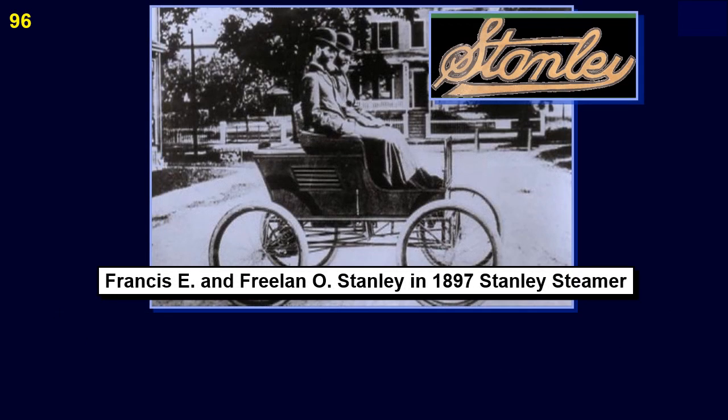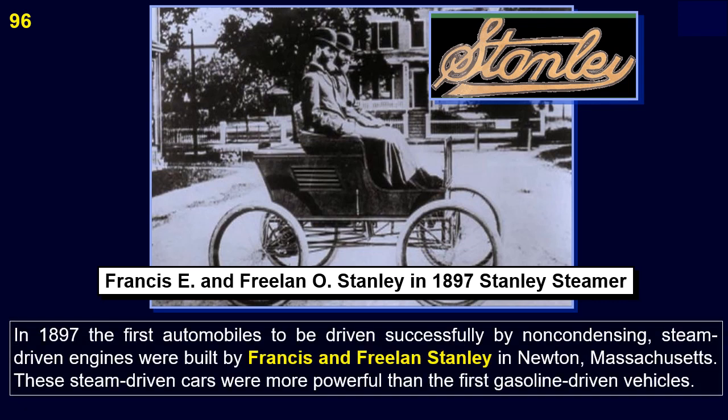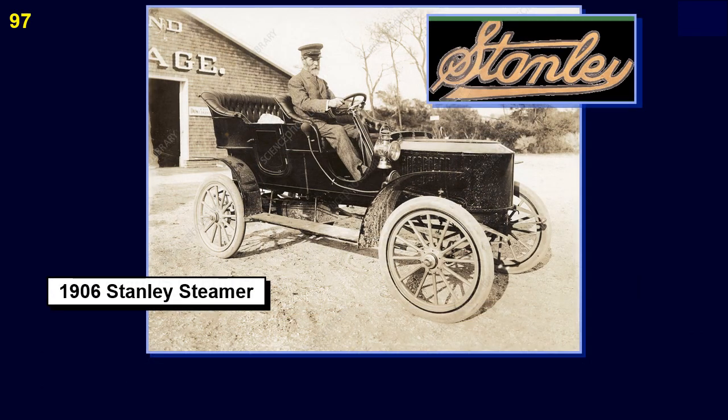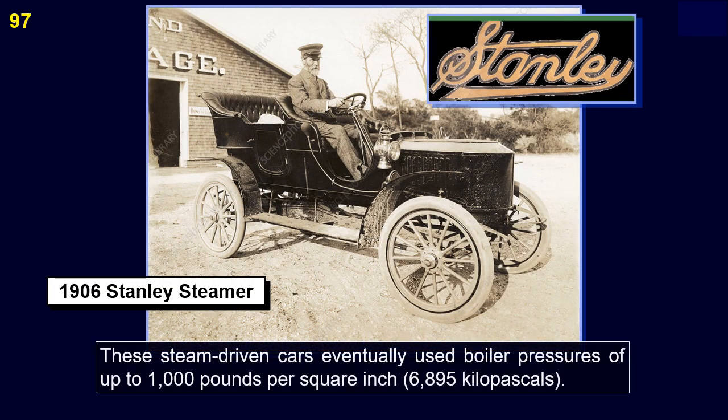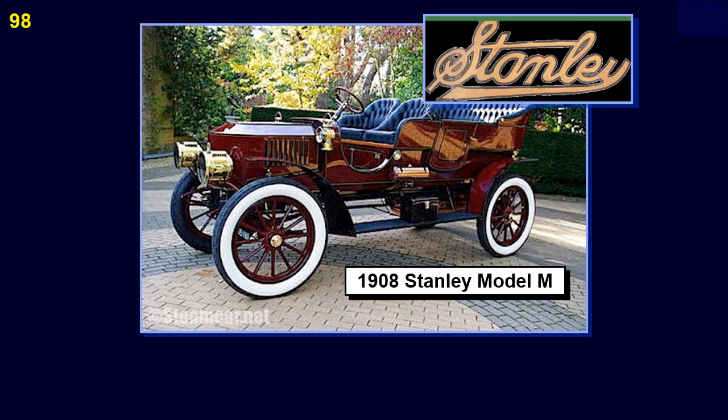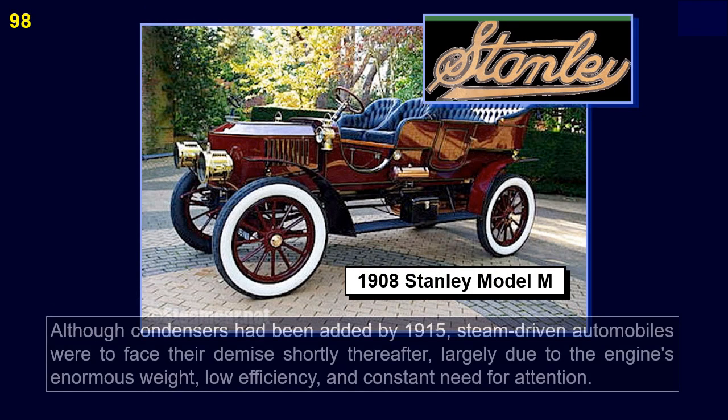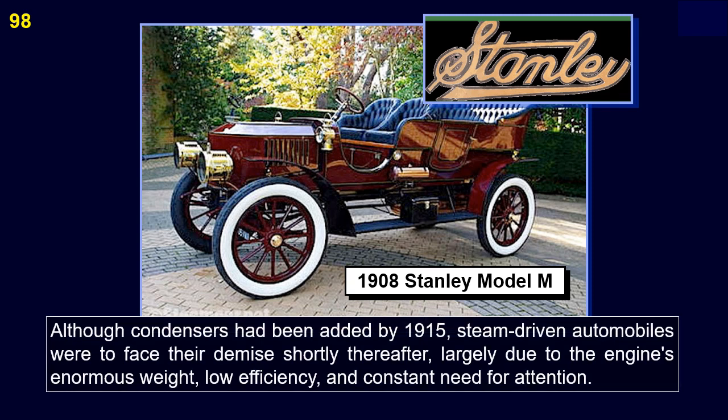In 1897, the first automobiles to be driven successfully by non-condensing, steam-driven engines were built by Francis and Freeland Stanley in Newton, Massachusetts. These steam-driven cars were more powerful than the first gasoline-driven vehicles. These steam-driven cars eventually used boiler pressures of up to 1,000 pounds per square inch, 6,895 kilopascals.